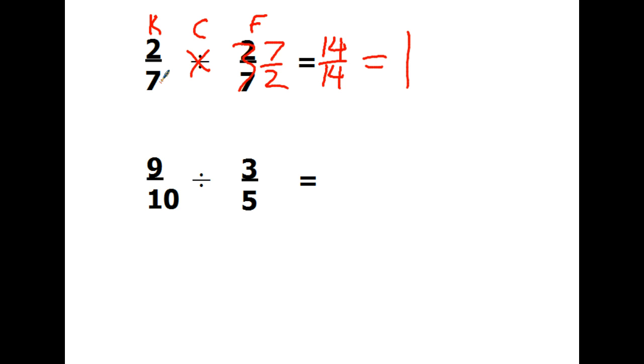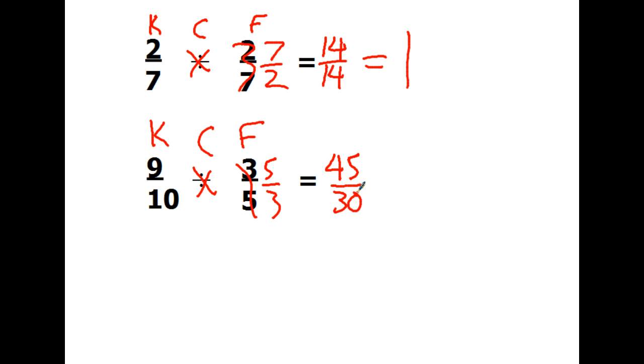9/10 divided by 3/5. Keep it, change it, flip it. 9 times 5 is 45. 10 times 3 is 30. We have an improper fraction with some really big numbers, but it's not going to be that tough to divide. How many 30s in 4? Obviously none. How many 30s in 45? Well, if I counted by 30s, 30, 60, that would already be too much, so there's only 1.